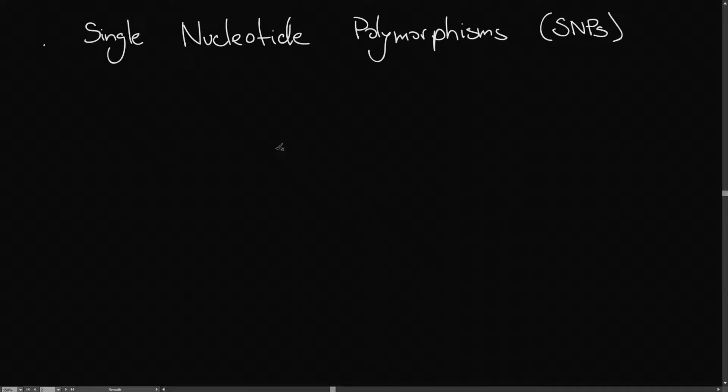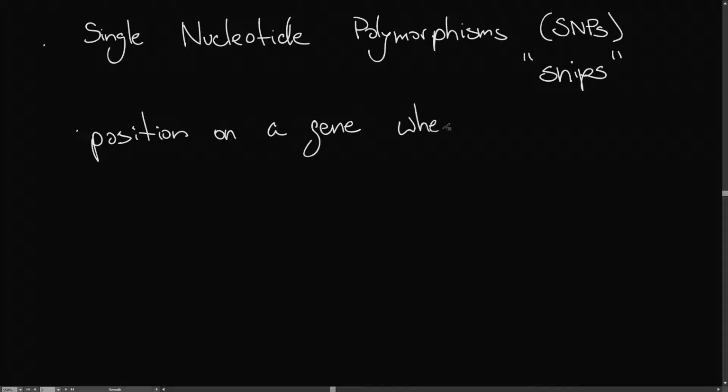Now, you may be thinking, how can there be differences in a single gene without this being a mutation that completely messes everything up and makes everything not work? So for this, we have single nucleotide polymorphisms, SNPs. And a SNP is a position on a gene where there can be more than one base.